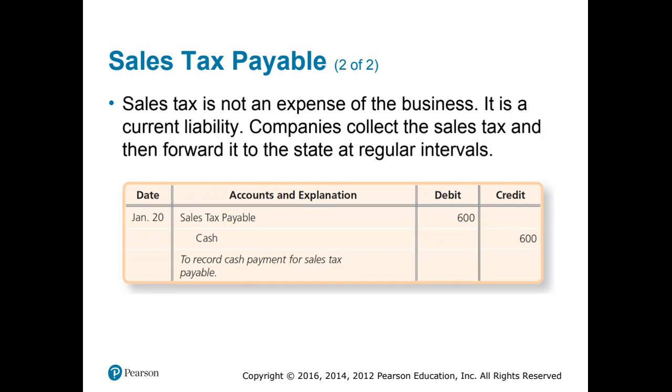Sales tax is not an expense of the business. It is a current liability, and companies collect the tax and then they forward it to the state at regular intervals. Some companies do this quarterly, so every 3 months they will send tax payments in. And other companies do this monthly. It depends on the company, and it also depends on the size as well. It really depends on a lot of different factors.